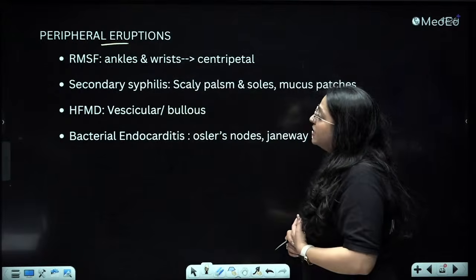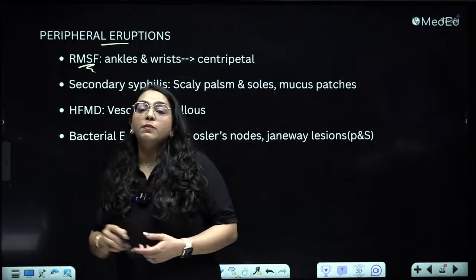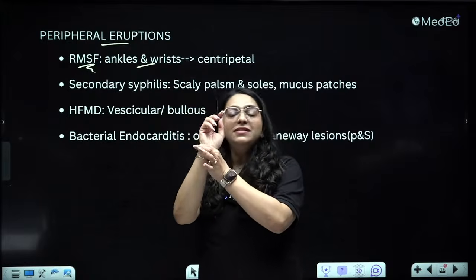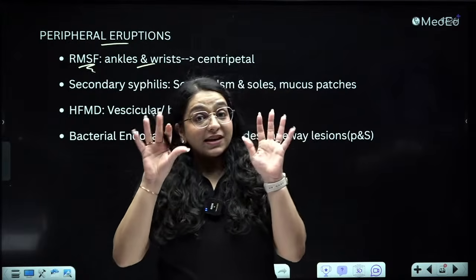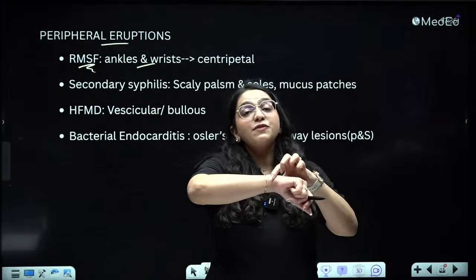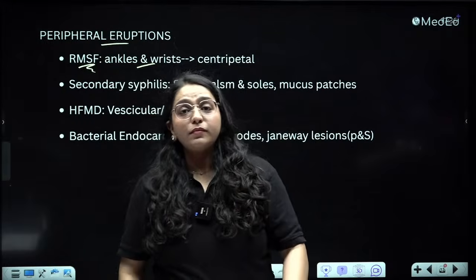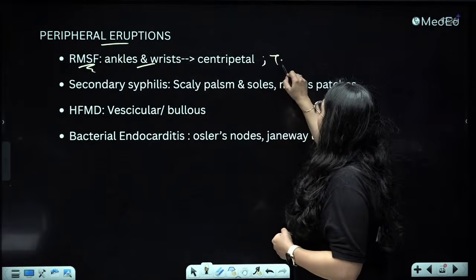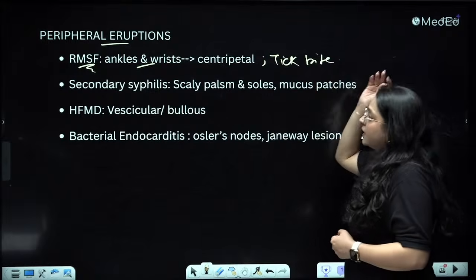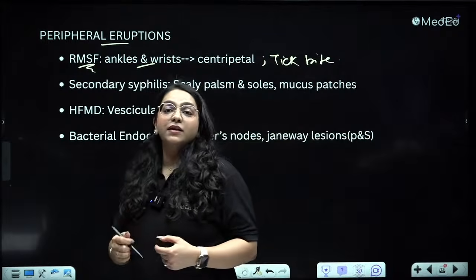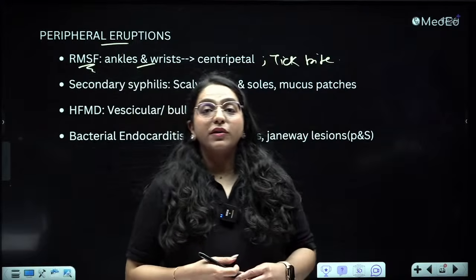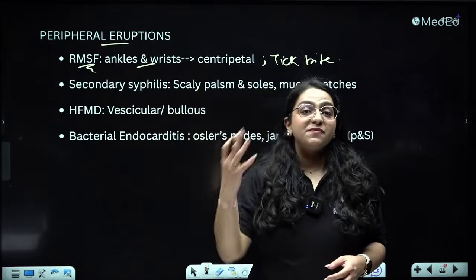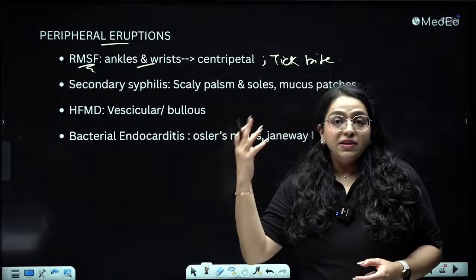Then if it was peripheral, it could be Rocky Mountain spotted fever. But what was the speciality of Rocky Mountain spotted fever? It starts from ankles and wrists, okay? It spares the palms and soles, but starts from ankles and wrists and moves centripetally, from outside to inside the body. And of course, there is going to be the history of tick bite. Tick bite, yes, you remember? Rickettsia rickettsii, Rocky Mountain spotted fever, tick bite. So there would be the history of travel to specific areas, either to the mountains, to the jungles, etc.